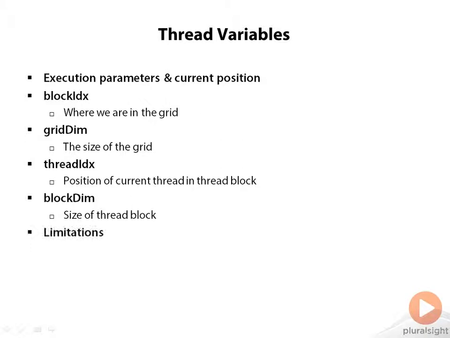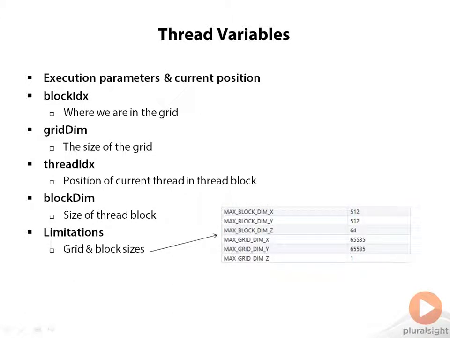Now, you're probably wondering, if it's up to me to define the dimensions of the grid and thread blocks, can I make them as big as I want? Well, the answer is no. You do actually have some limitations in the size of these structures. So if you open up the system info window, you would see the following. First, you would see the limitations on the grid and block sizes. So max block dim and max grid dim will tell you the limits on the size of the grid and the size of the thread blocks that you can make.